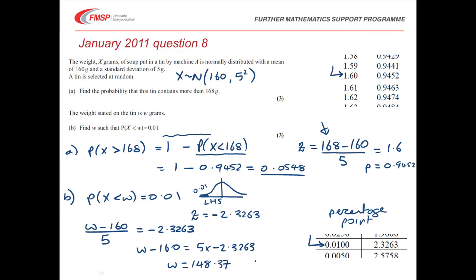Now, in this particular question, they did allow you to round, but don't expect that to be the usual thing to do. Always use the full value from the table as possible. And then your accuracy mark obviously comes from getting anything that rounds to 148.37.